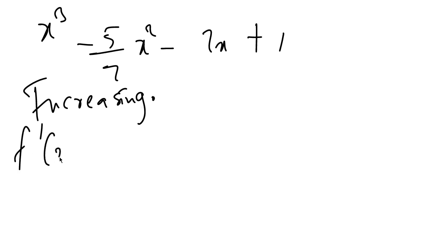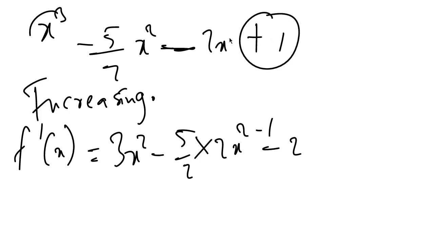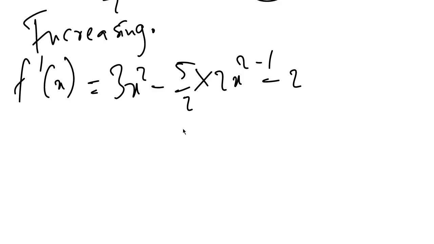If you get the first derivative of x cubed, 3 comes down, so it will be 3x to the power 3 minus 1, which is 3x squared. Then negative 5 over 2 times 2x to the power 2 minus 1. I'm differentiating. Then if you differentiate negative 2x, you get negative 2, and the differential of a constant is 0. Very good. So this will be 3x squared minus 5x minus 2.